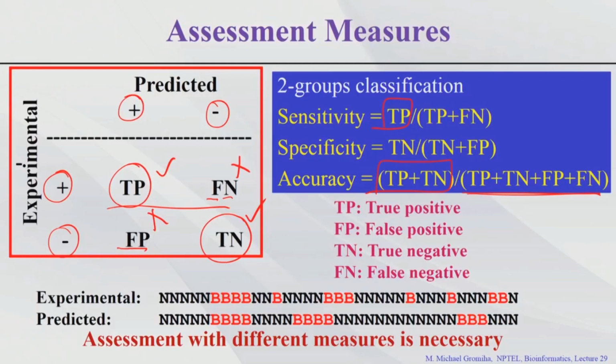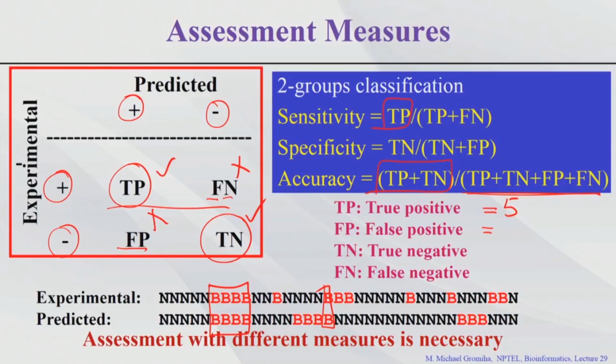I give one example here. We have two different sequences, one experimental and one predicted. B means binding, which is positive, and N is negative. How many true positives? True positives means positives predicted as positive. How many true positives? 5. How many false positives? Predicted as plus.